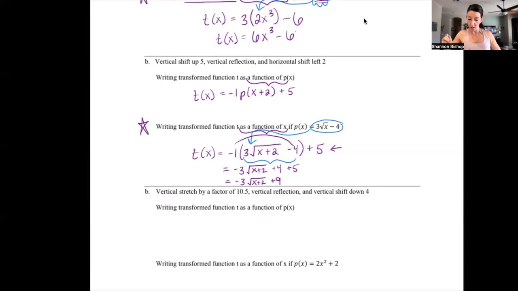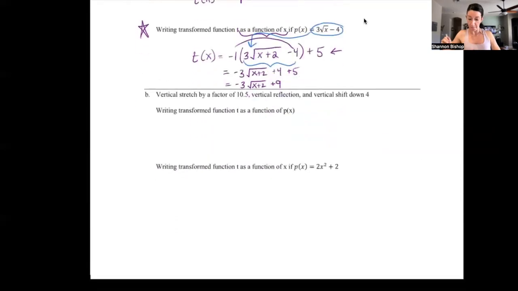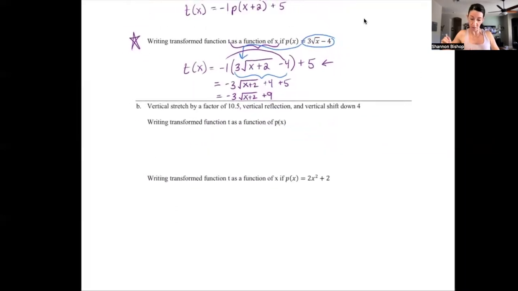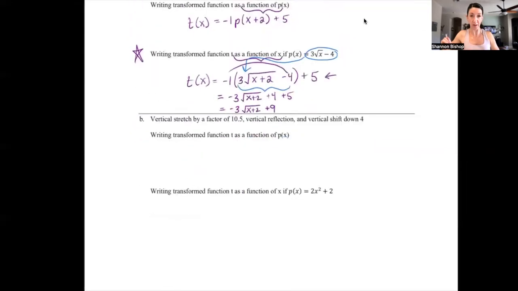Okay, one more just to make sure. Here we go. So part B. I guess I meant part C, didn't I? Well, whoever said a math teacher knows their alphabet, you know? Okay, part C.